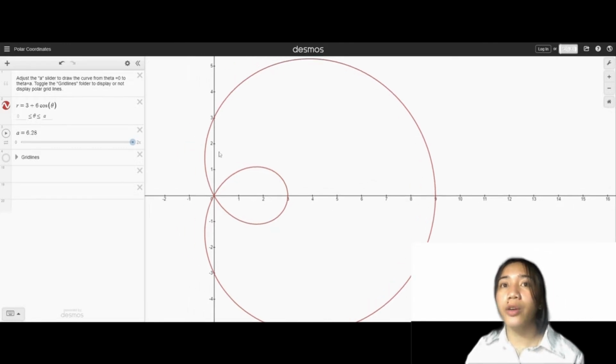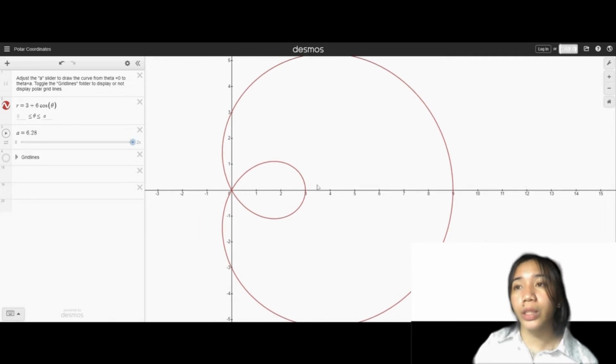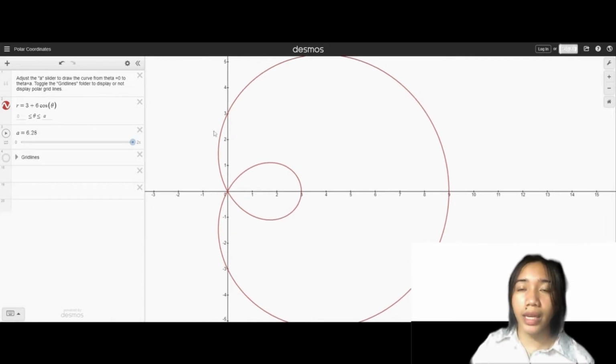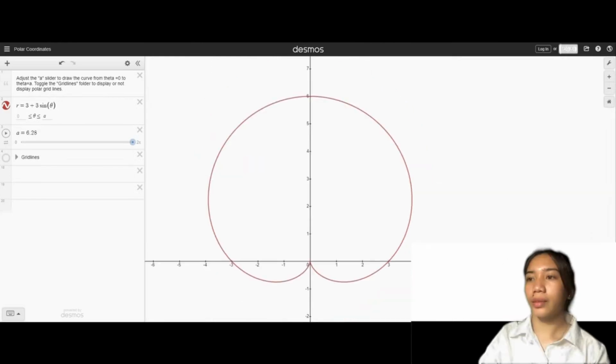So we satisfy our observation earlier that we just add the value of a plus b for the length of our outer curve, and for the length of our inner curve, we will just subtract 6 and 3. So 6 minus 3 is equal to 3. So here we can see that the length of our inner curve is 3 units.